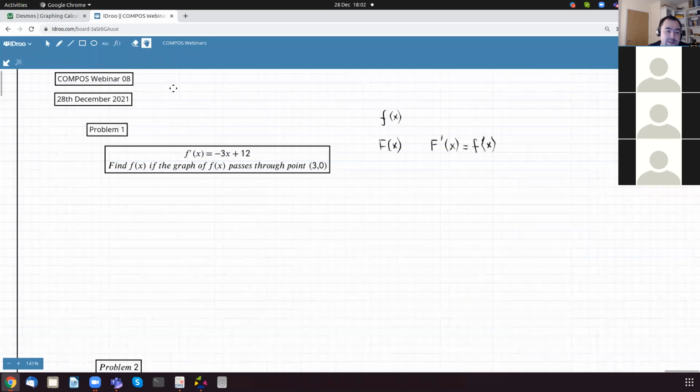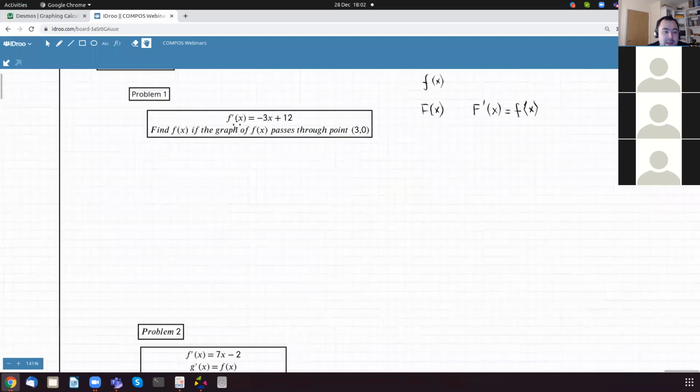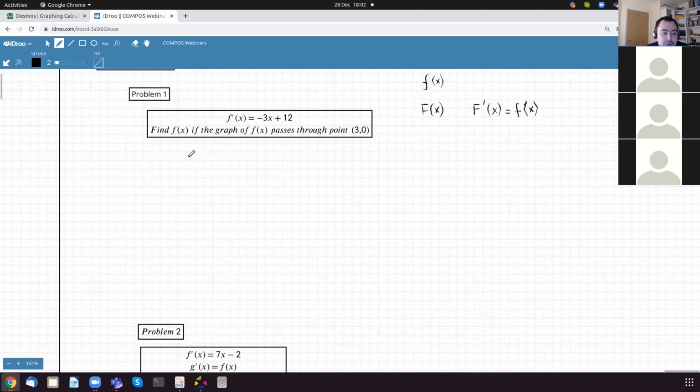Okay, and this is a nice example. F prime of x is equal to that. Find f of x if the graph of f of x passes through the point (3, 0). Okay, so what do we do? Well, we need to find the antiderivative of that function. We know the derivative, we need to find the primitive function or the antiderivative. So to find f of x, we need to integrate this function. We need to find the integral of minus 3x plus 12 dx.